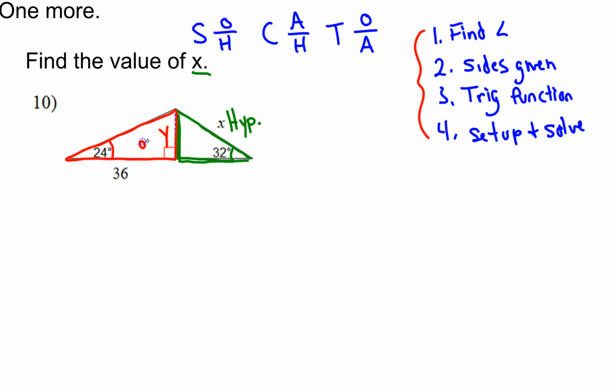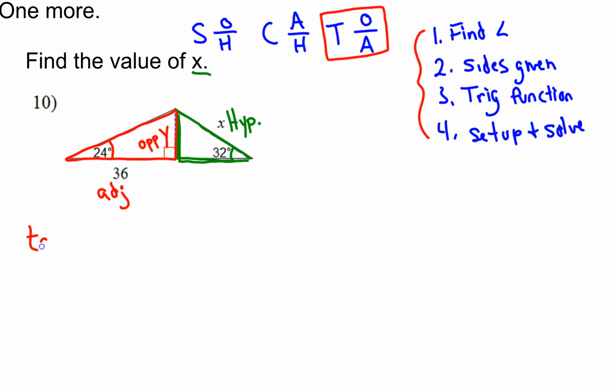So side y, that's going to be an opposite side. And then 36, my other side that I'm given, is going to be an adjacent side. So I have opposite and adjacent. So I'm going to come up here. Opposite and adjacent, that's the tangent function. So that's what we need to do.